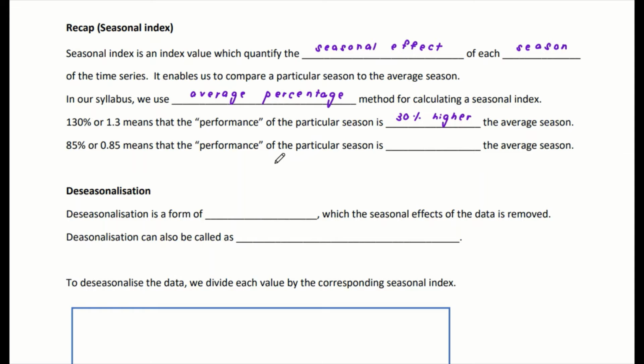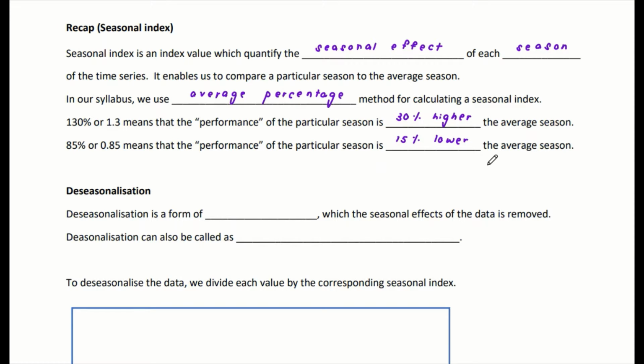So that's the idea. When we have 85%, or 0.85 in decimal, it means the performance of a particular season is actually 15% lower than the average season, because if it were the same as the average season, it would be 100%, right? So 85%, when you use 100% minus 85, you get 15, which means this is going to be 15% lower. For example, if we talk about the temperature for autumn and you get 85% in that context, then the temperature of the season of autumn is normally 15% lower than the average season. Alright, so that's the idea for seasonal index.